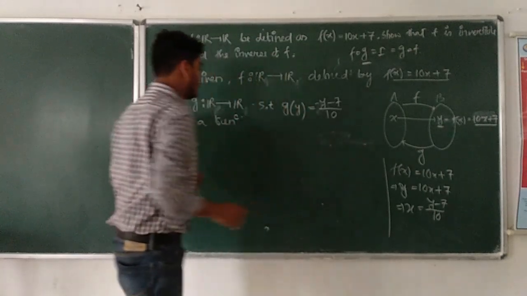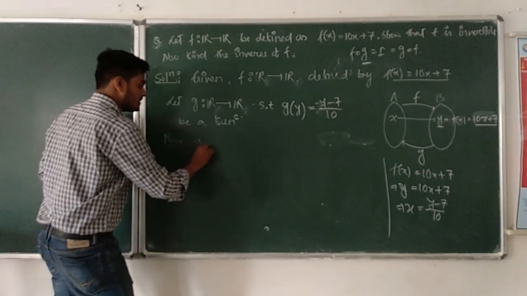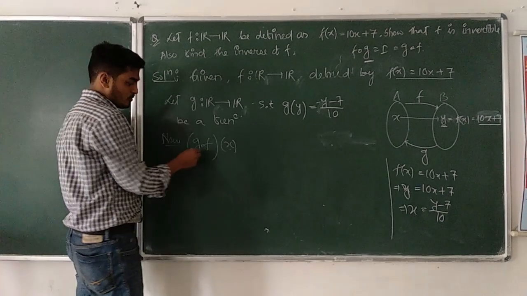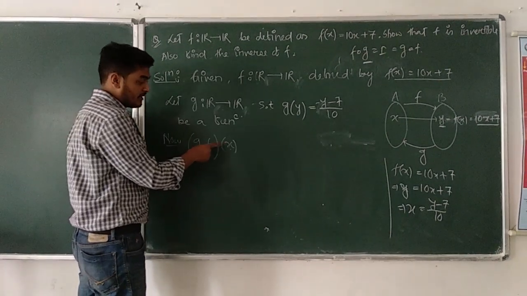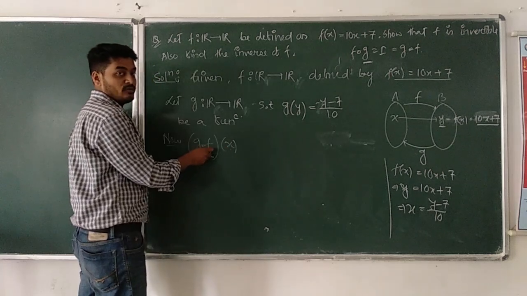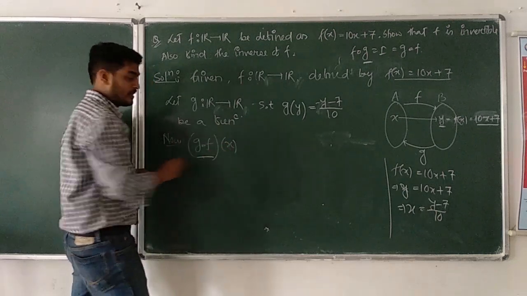Correct, so now let's try to find out its composite. Now z naught f of x. x is a domain element. So here which function is the first function? f is the first function. What is the domain of f? Real number. That means x must be a real number.